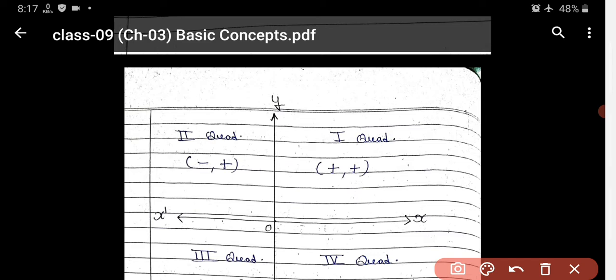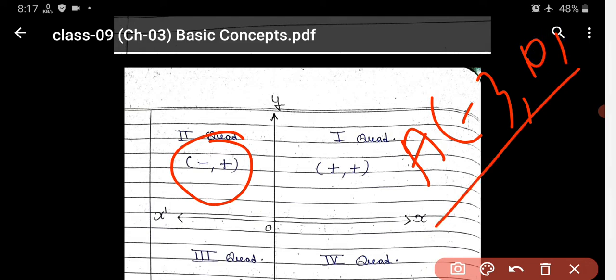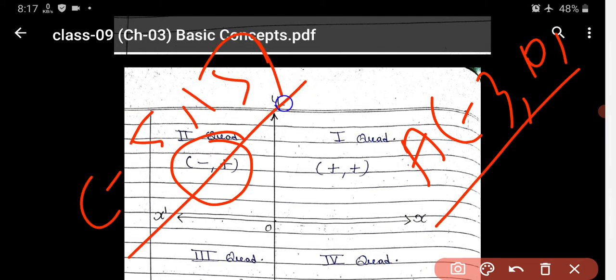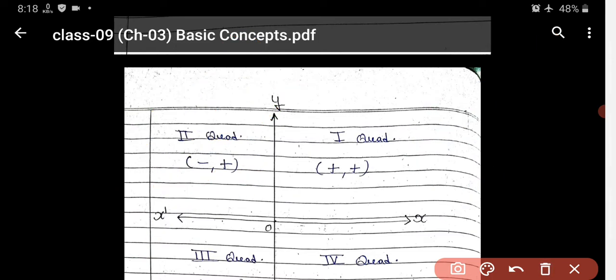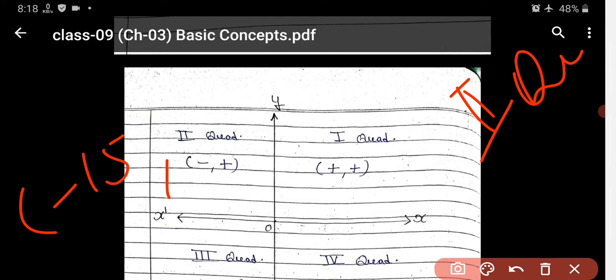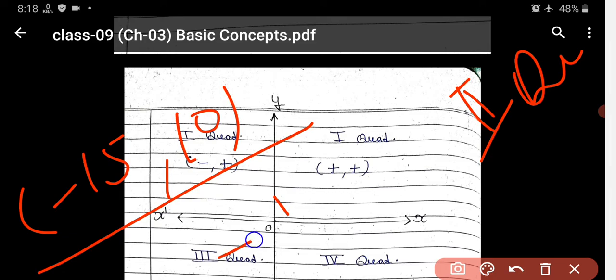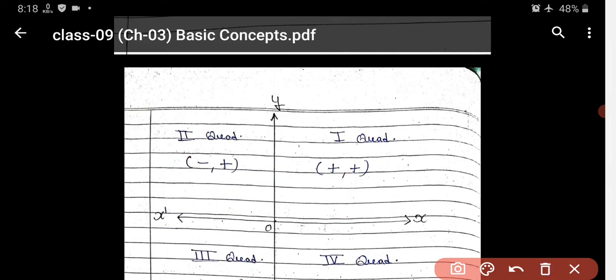Now the second quadrant point is (-, +). Taking an example, (-3, 10), or (-5, 15). In which quadrant does this point lie? Just see, the first value is minus, the second is plus. So minus plus lies in the second quadrant. So without plotting you have to say that both points lie in the second quadrant. Okay, one more example: suppose (-15, 10). In which quadrant does this point lie? Just check the sign. It is minus and it is plus. So the second quadrant. You have to say directly that this point lies in the second quadrant.